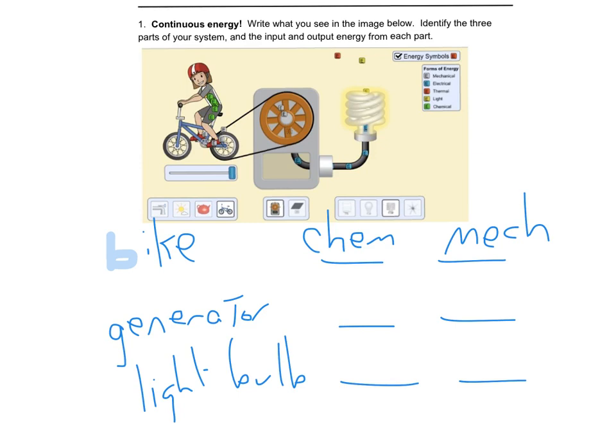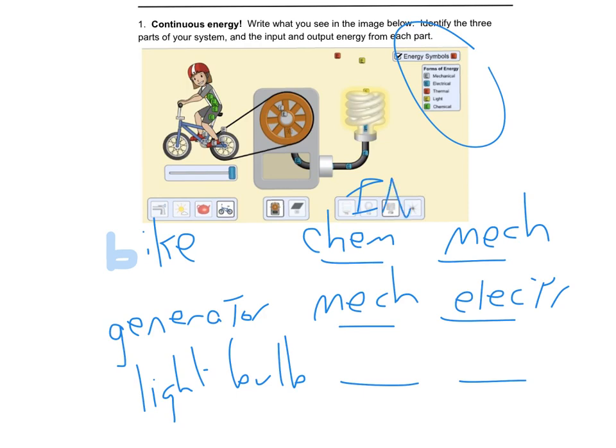The spinning tire we would come to see as mechanical energy, as a physical movement. But I could also be using the forms of energy key over here on the right-hand side, which again I'll circle. The generator takes in the mechanical energy, and as an output, it has electrical energy. And I'm going to do a big in and a big out over here. And then the light bulb takes in the electrical energy and lets out light energy.